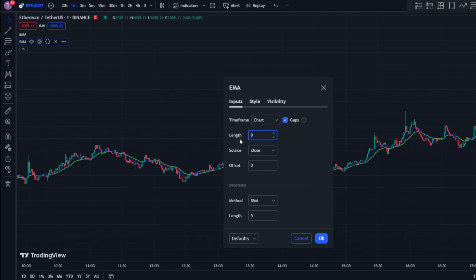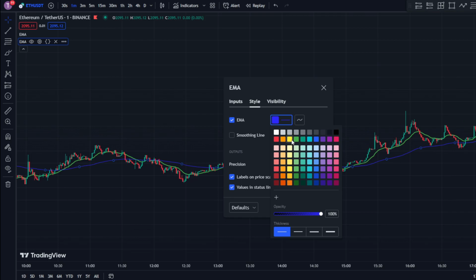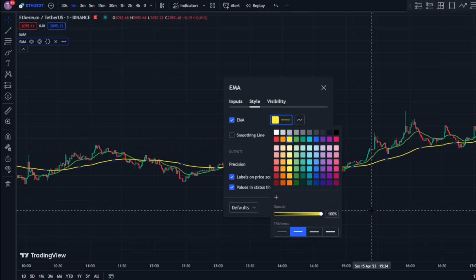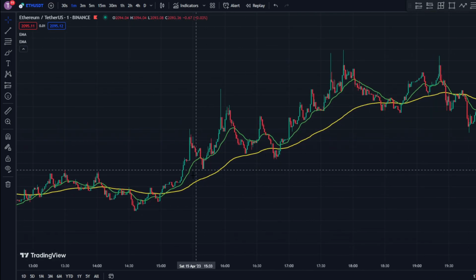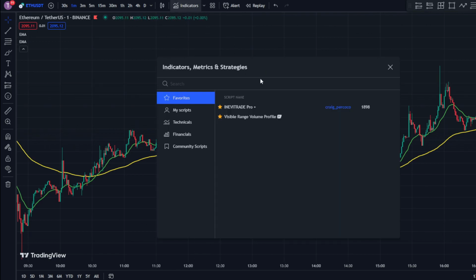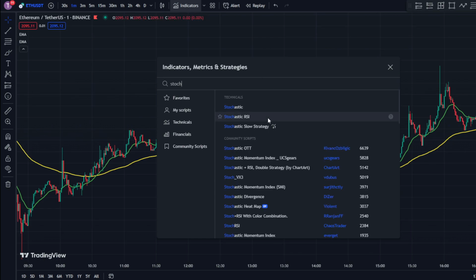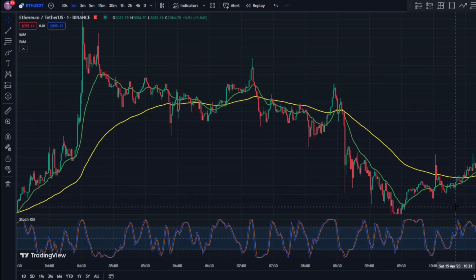The next one, you want to change the length to 100. Same thing, you can change to any color you like. I'm going to make it yellow so that it's pretty much easier to see. And this is your two EMAs and it's helping you to tell where the trend is going and how you're going to take your positions. So next up, we're going to use the stochastic RSI. Very simple strategy. You're going to search up stoch in your indicators, metrics and strategies. Search it up, click on the stochastic RSI, and that is the second indicator.